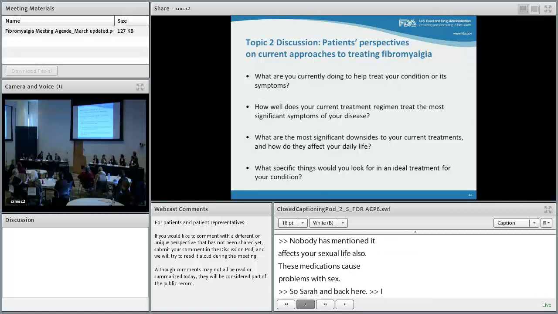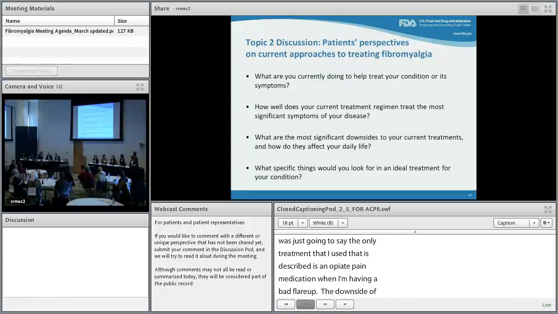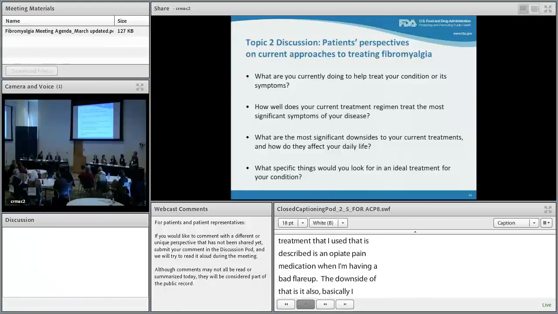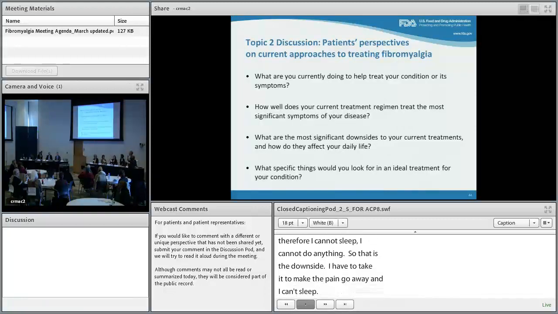I was just going to say the only treatment that I use that's prescribed is I'll use an opiate pain medication when I'm having a really bad flare-up. But the downside to that is basically I almost feel high off of the pill. So therefore I can't sleep, I can't do anything. So that's the downside. I have to take it to make the pain go away, but then I can't sleep. Okay. So it's a trade-off. Okay. Other downsides there.